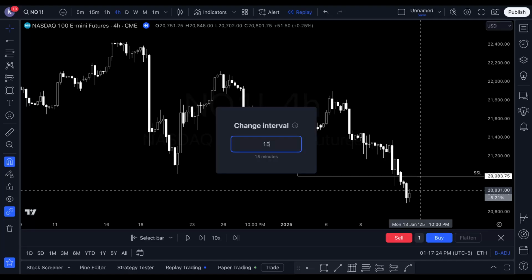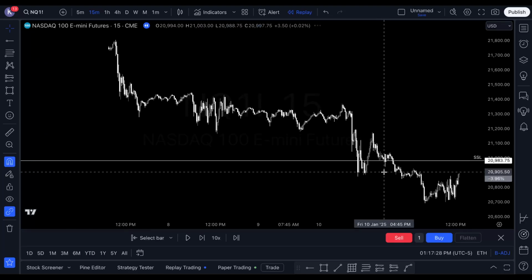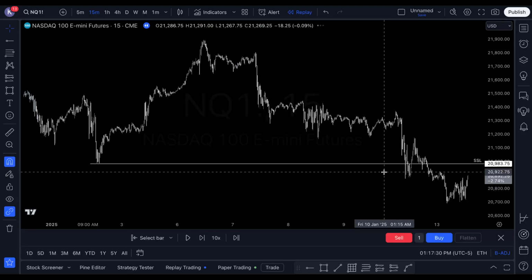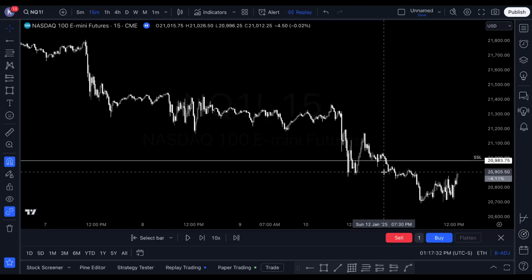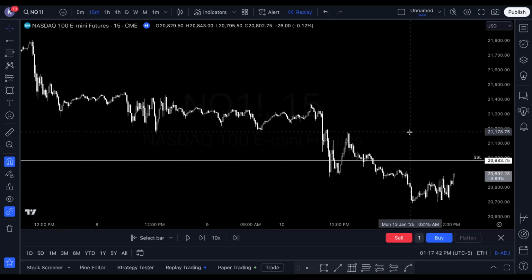Now that I have my area where I'm looking for a reaction, we can see that overnight we have started to displace through that area of sell side liquidity. So I'm leaning a little more bearish. So now that I know that I'm bearish, I want to start to look for areas where we could reject in the New York session.